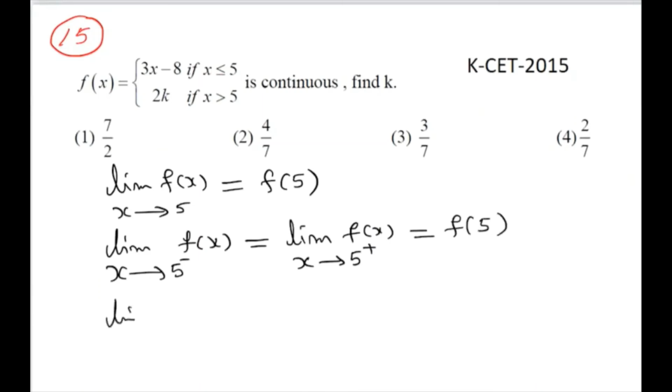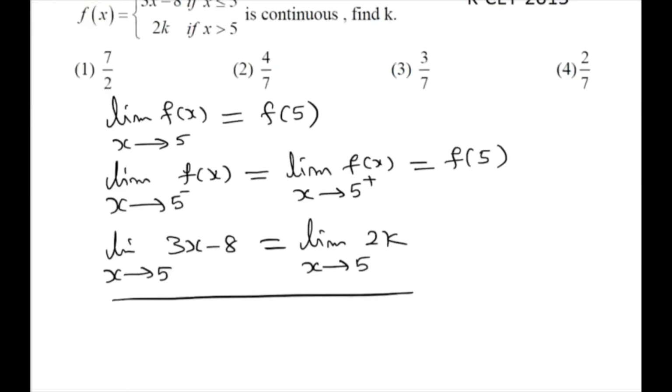Now here limit x tends to 5. Once you take the appropriate expression for f of x, no need to write any sign here. When x is less than 5, the function is 3x minus 8. So take that as 3x minus 8. So that is equal to right hand limit as x tends to 5 plus. When x is greater than 5, the function is defined as 2k. So you can write limit x tends to 5 to k. That's enough. These two are enough to equate.